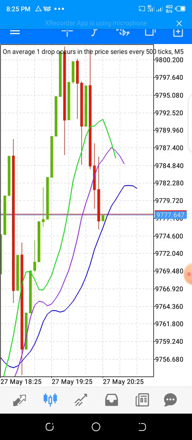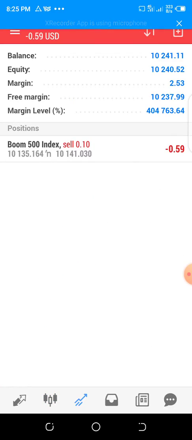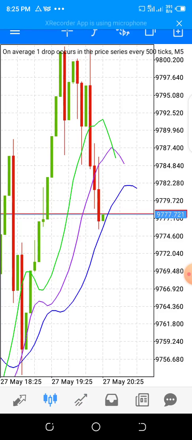So now we are on the chart. To go on with the alligator, anytime the candlestick is below or above the alligator, you either sell or you buy. For boom, you sell. For crash, you buy.